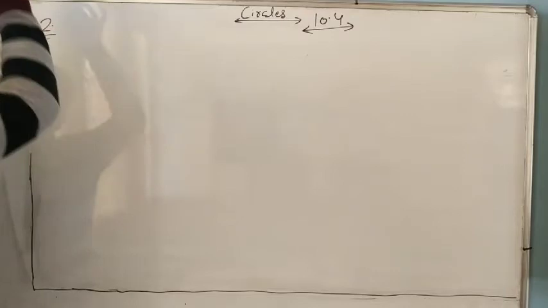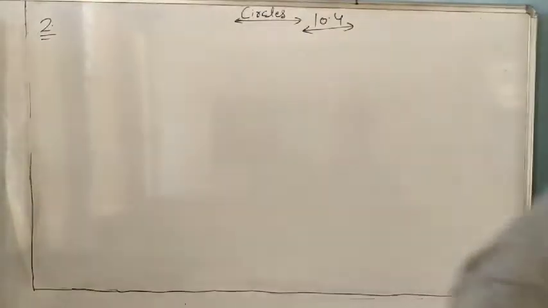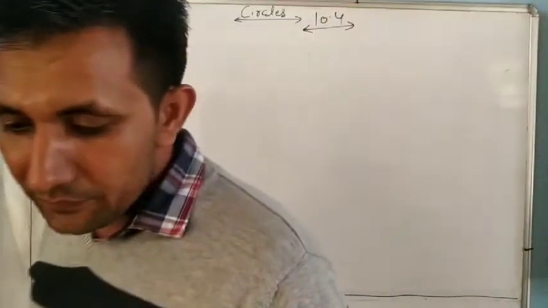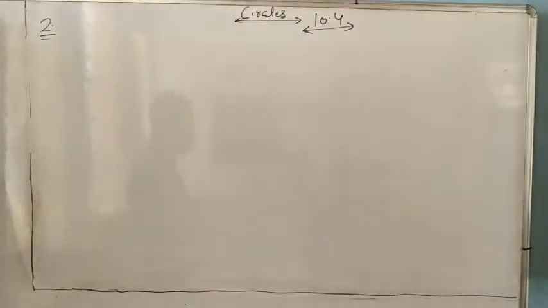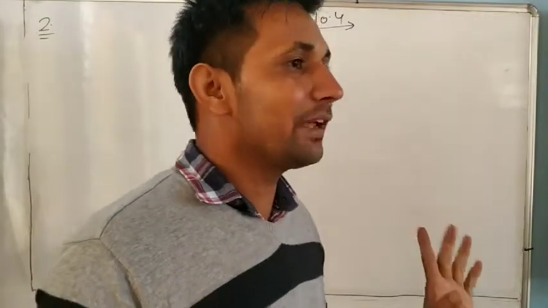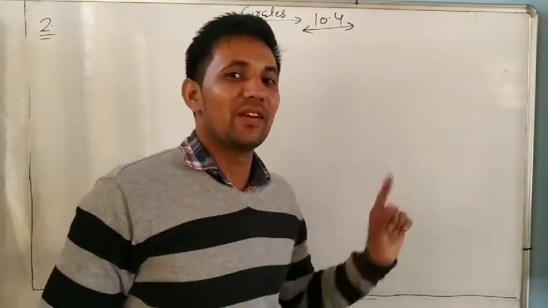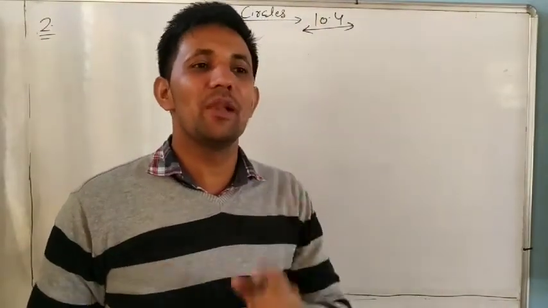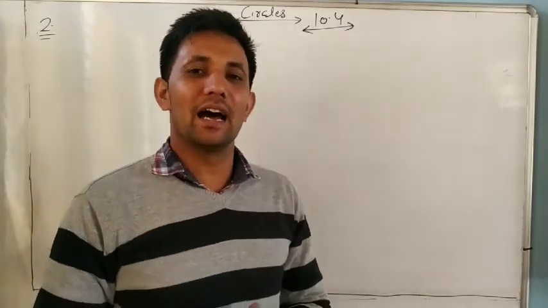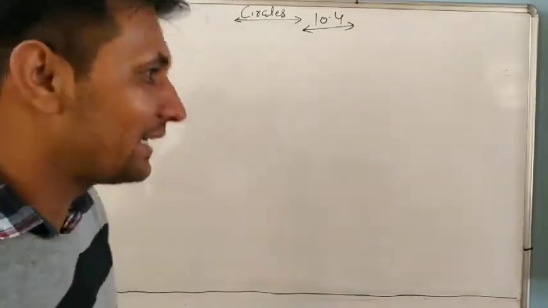Question number 2. First we are doing question number 2. Read it, everyone. If two equal chords... Now the chords are equal, given. It means if chords are equal, they will be equidistant from the center.